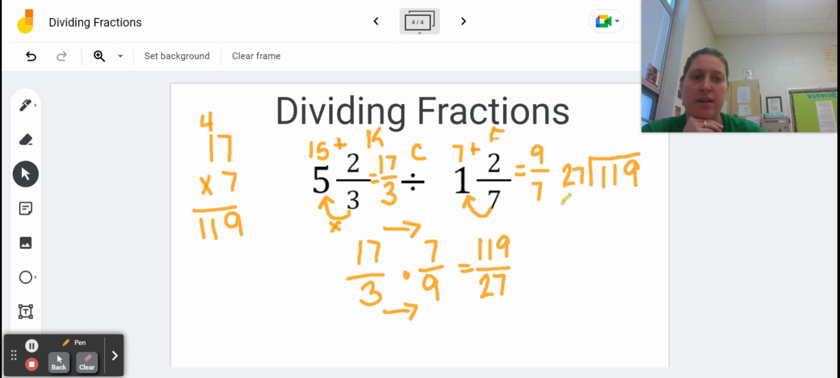So I have 27. Then I'm going to add 27 and get 54, 81. 81 plus 27 is 108. Then 135, 162, 189, 216, and 243.